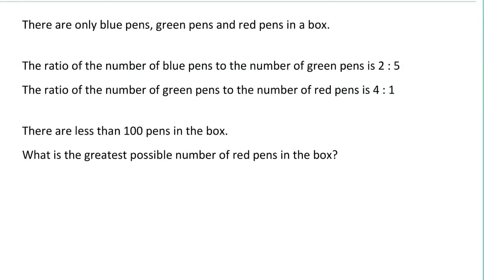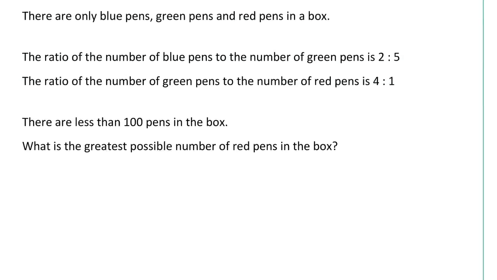On to question 7. There are only blue, green and red pens in a box. The ratio of blue to green is 2 to 5 and green to red is 4 to 1. There are less than 100 pens in the box. What's the greatest possible number of red pens in the box? Let's underline the red pens there.